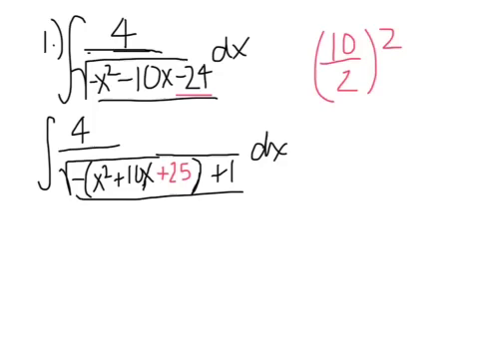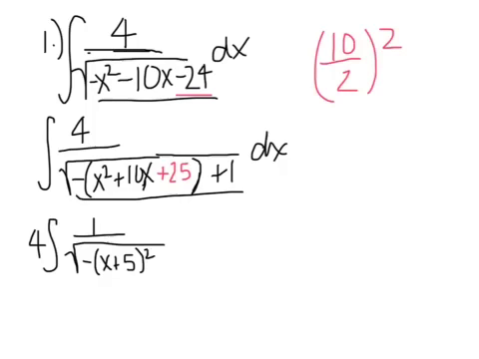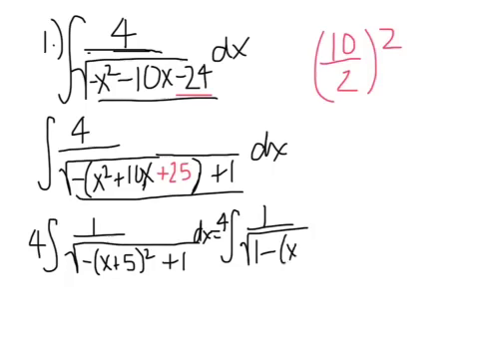The next thing I'm going to do is I'm going to actually pull that 4 out in front, because we never want a number in the top there if we're trying to make this look like an inverse trig function. So this is x plus 5, the quantity squared, plus 1. And so if I rewrite that as the square root of 1 minus x plus 5 squared.